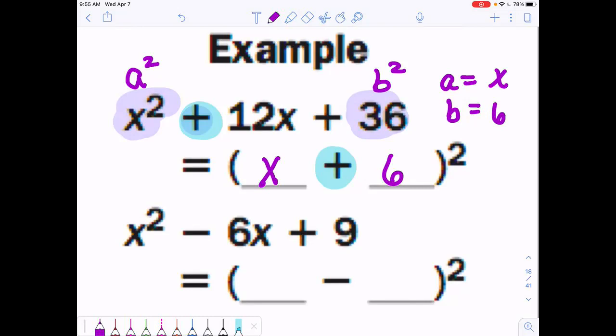And that's it. It saves you the step of finding all the factors of 36. So this is a super shortcut way of finding the factors. It only works because those numbers are perfect squares.